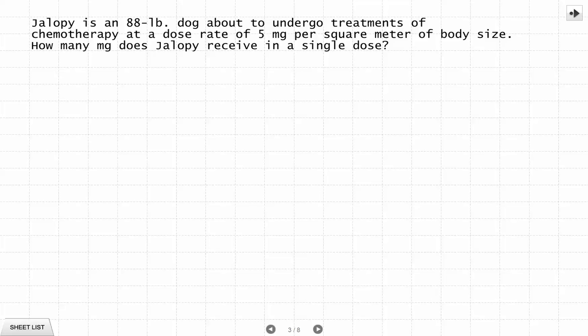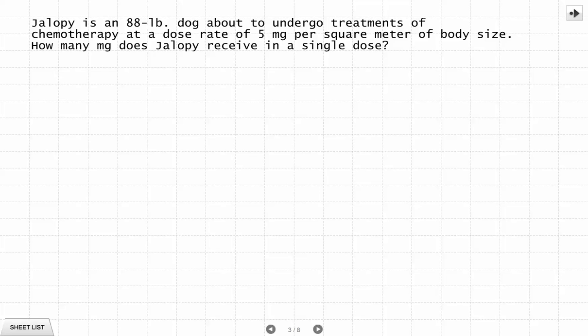Okay, so this is a different type of drug dosage calculation. In this problem, we are not going to be giving a dose based on the weight of the patient, although you'll see in the problem that the patient weight is given, right? It says Jalopy is an 88-pound dog about to undergo treatments of chemotherapy at a dose rate of 5 milligrams per square meter of body size. How many milligrams did Jalopy receive in a single dose?